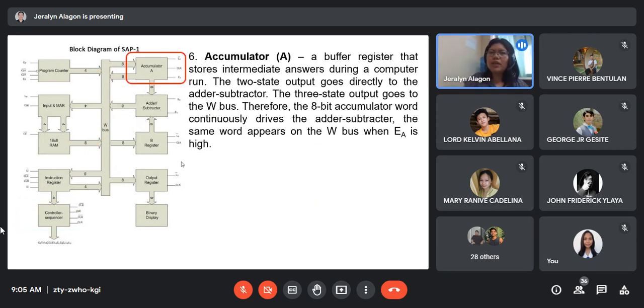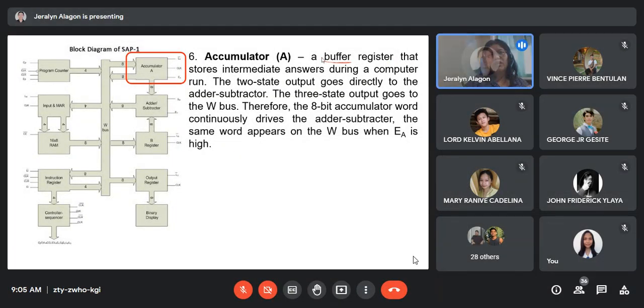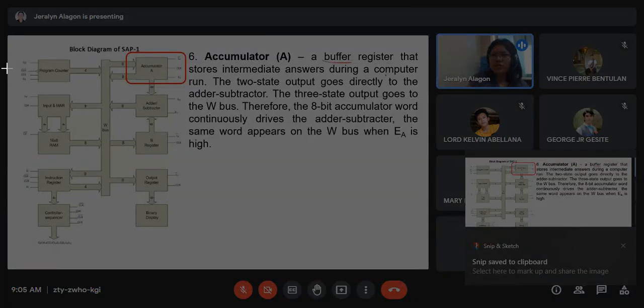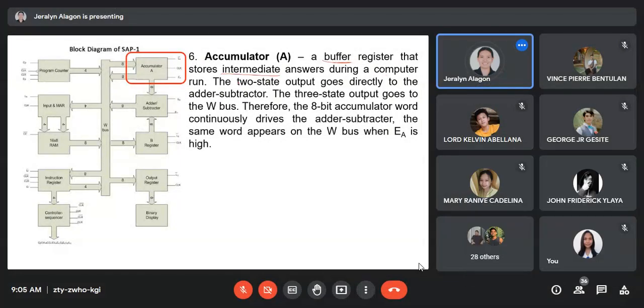Okay, so we have here an accumulator. It's a buffer register. We say buffer register, it's a register that when it receives 1, then 1 pod yung madawat. Kung 0, di 0 pod, no? So, tigdawat lang siya that stores immediate answers during a computer run. When you say immediate answer, it means immediate value.